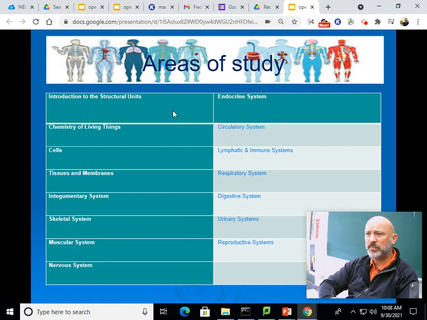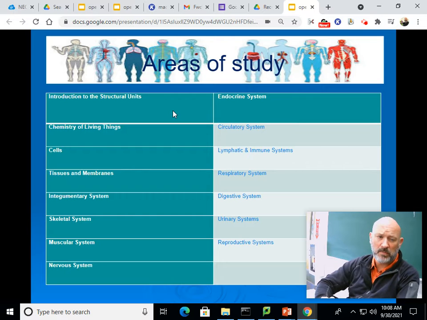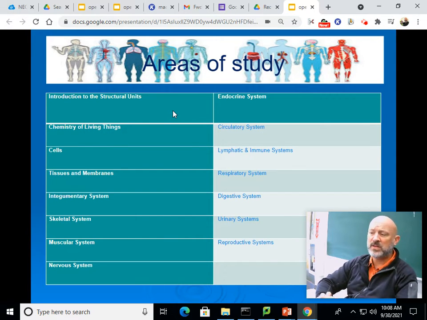We looked at the structure of atoms, and now we're looking at macromolecules, specifically the molecules that we find in living things like carbohydrates, lipids, nucleic acids, and proteins. And then we're going to get bigger from there. From there, we're going to look at cells, and then from cells, we're going to look at tissues. We're going to explore the different tissues of the body, including epithelial tissues, connective tissues, muscle tissues, and nervous tissues.